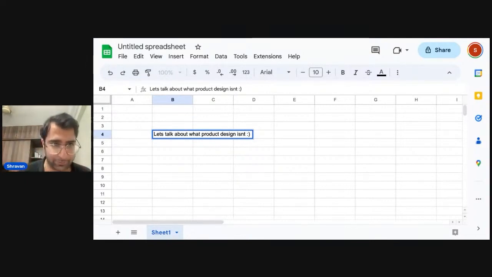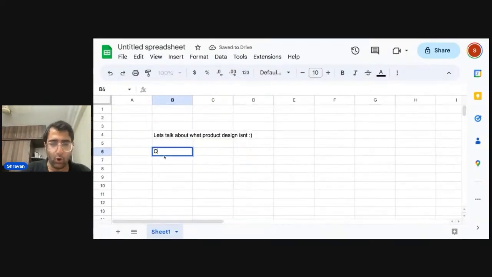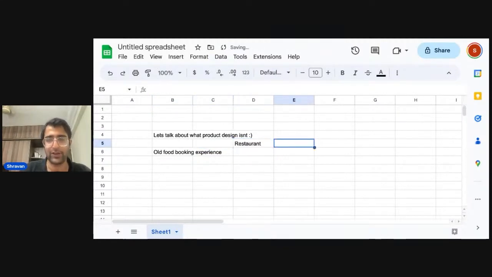and if you give a very good food selling experience, people will not go to the preceding experience, which is actually going to the restaurant, standing there in a queue, right? And do all of those things, right? So you would essentially move to a new experience. So what are those variables? I'll write those across. So old food booking experience. ठीक है. तो इसको हम यहाँ पे लिखते हैं और यहाँ पे लिखते हैं रेस्टोरेंट और यहाँ पे लिखते हैं स्विगी.